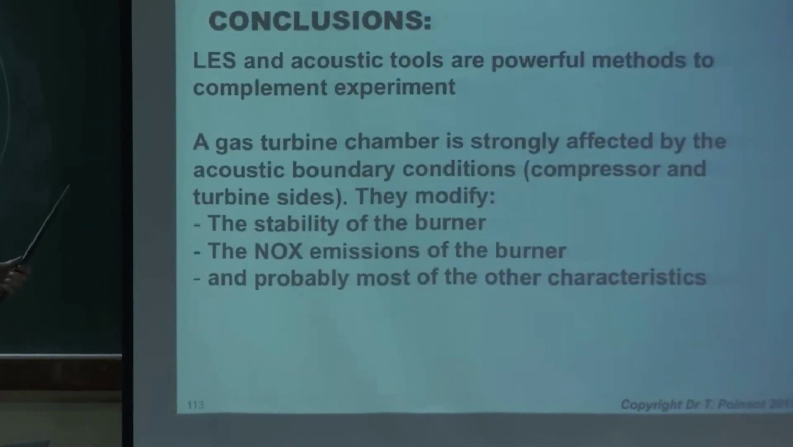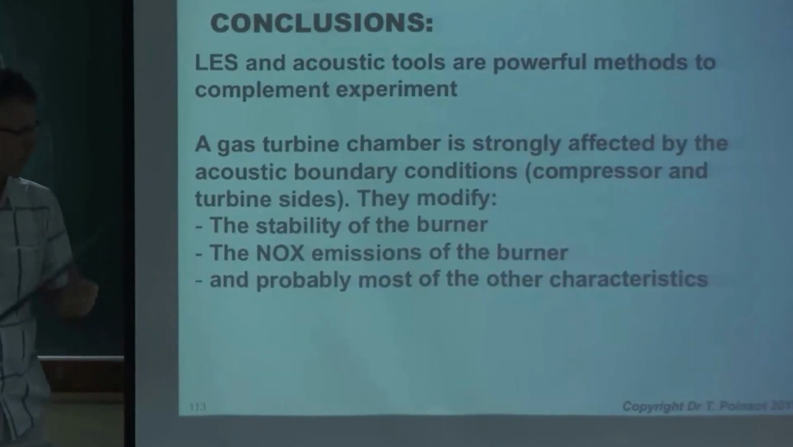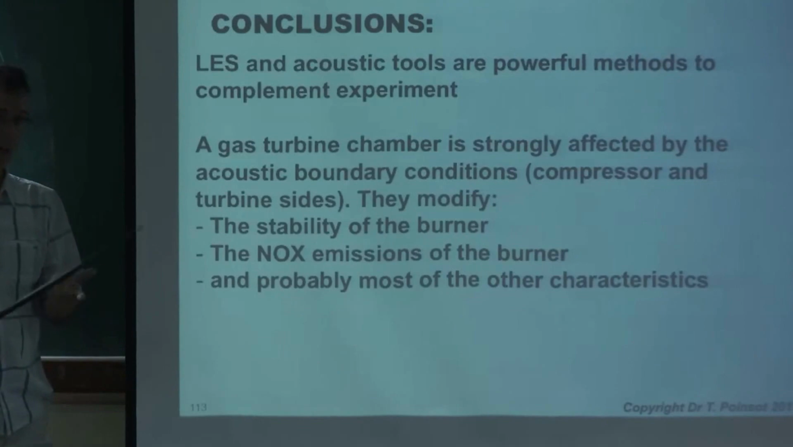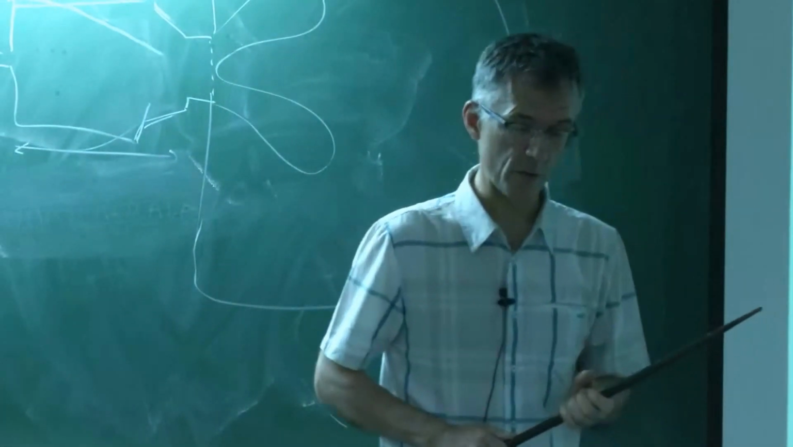So in conclusion, it really suggests that when you do all this computation of swirl flames, we should account for instability, heat losses, and radiation. Otherwise, we may be missing a big part of the problem.